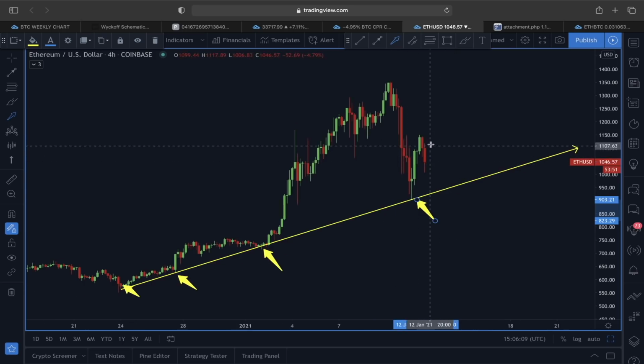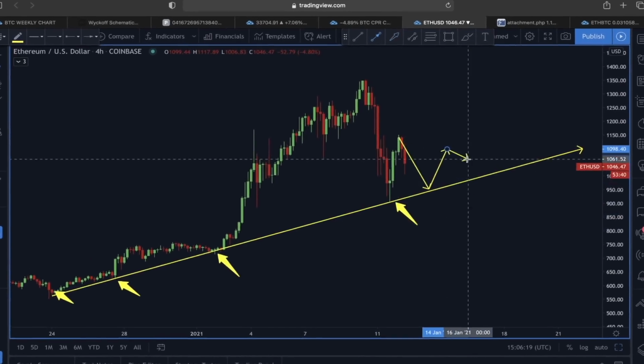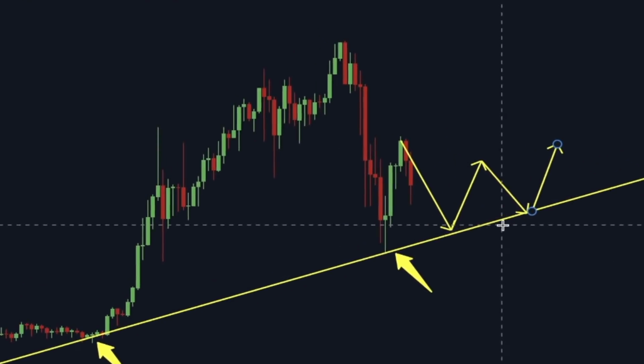But now, just like with Bitcoin, we are also witnessing some sort of a pullback. But for Ether, guys, as I've already said with Bitcoin, if this is going to see any sort of a pullback, then this rising trend line is again going to act as a very strong support for Ethereum as well.